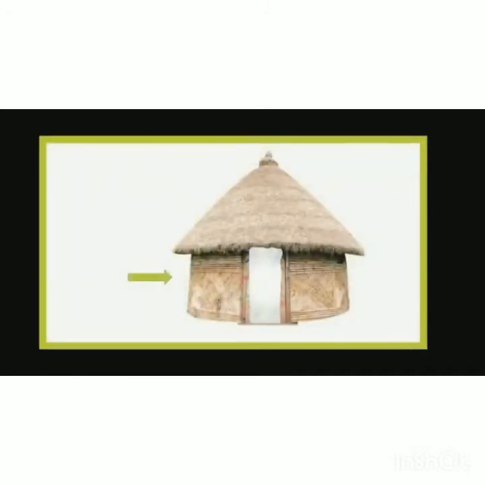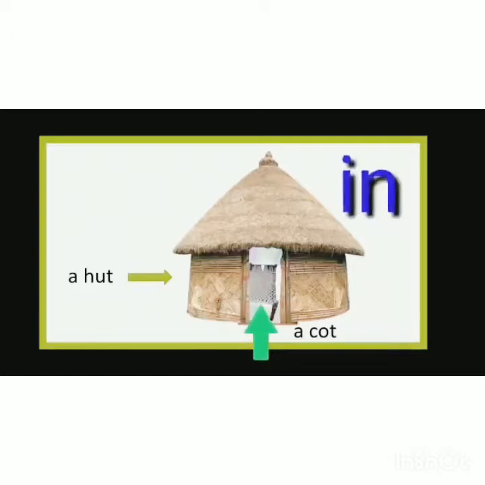Let's take our first example. What is this? Yes, it's a hut. Kids, till now you already know how to read the spellings of sound words. So, try to read it on your own. Okay? Which is the other picture? Yes, it's a cot. And where is the cot? Cot कहाँ पर है? तो cot hut के अंदर है. अंदर means in. So, how will you form the sentence? A cot in a hut.